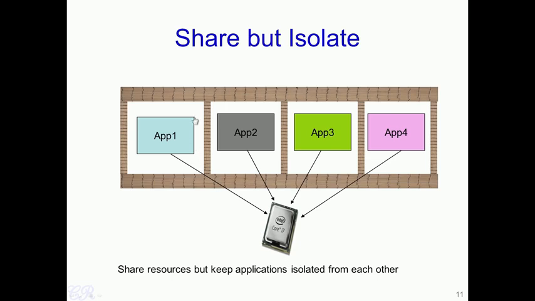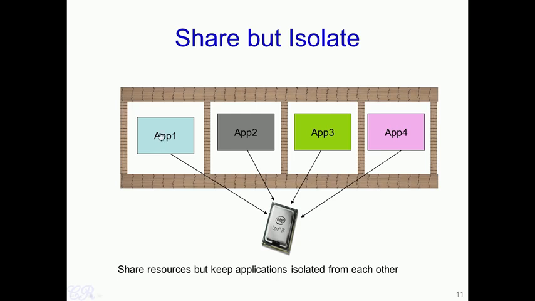So, each application, the OS should ensure, runs in a sandboxed environment. That is, application 1 should not know anything about application 2, application 2 should not know anything about the other applications running on the system, and so on. So, why is this isolation required?